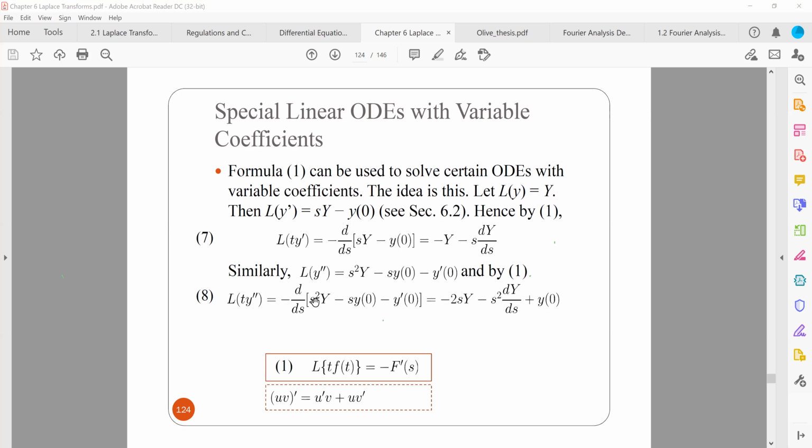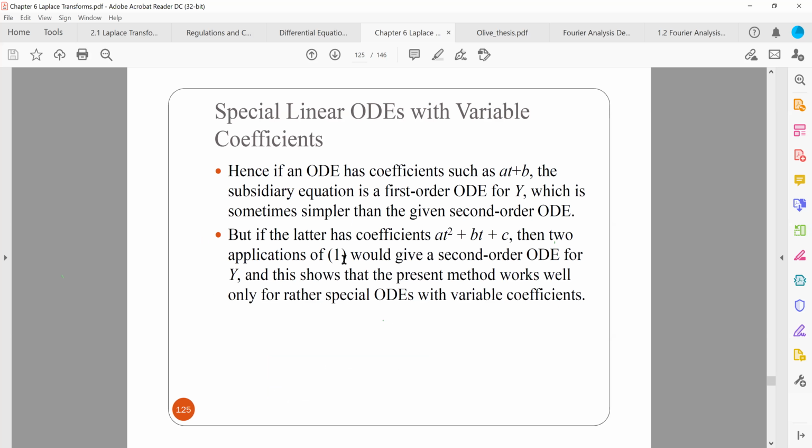Here again, we multiply, so we are going to use the chain rule. We'll have 2sY and then s squared dY/ds. Then for this term, we'll just have y(0), the initial value of y(t). Because this is a constant, we only have s in here, and once we differentiate it, we end up with y(0). So you can apply that for certain types of equations.